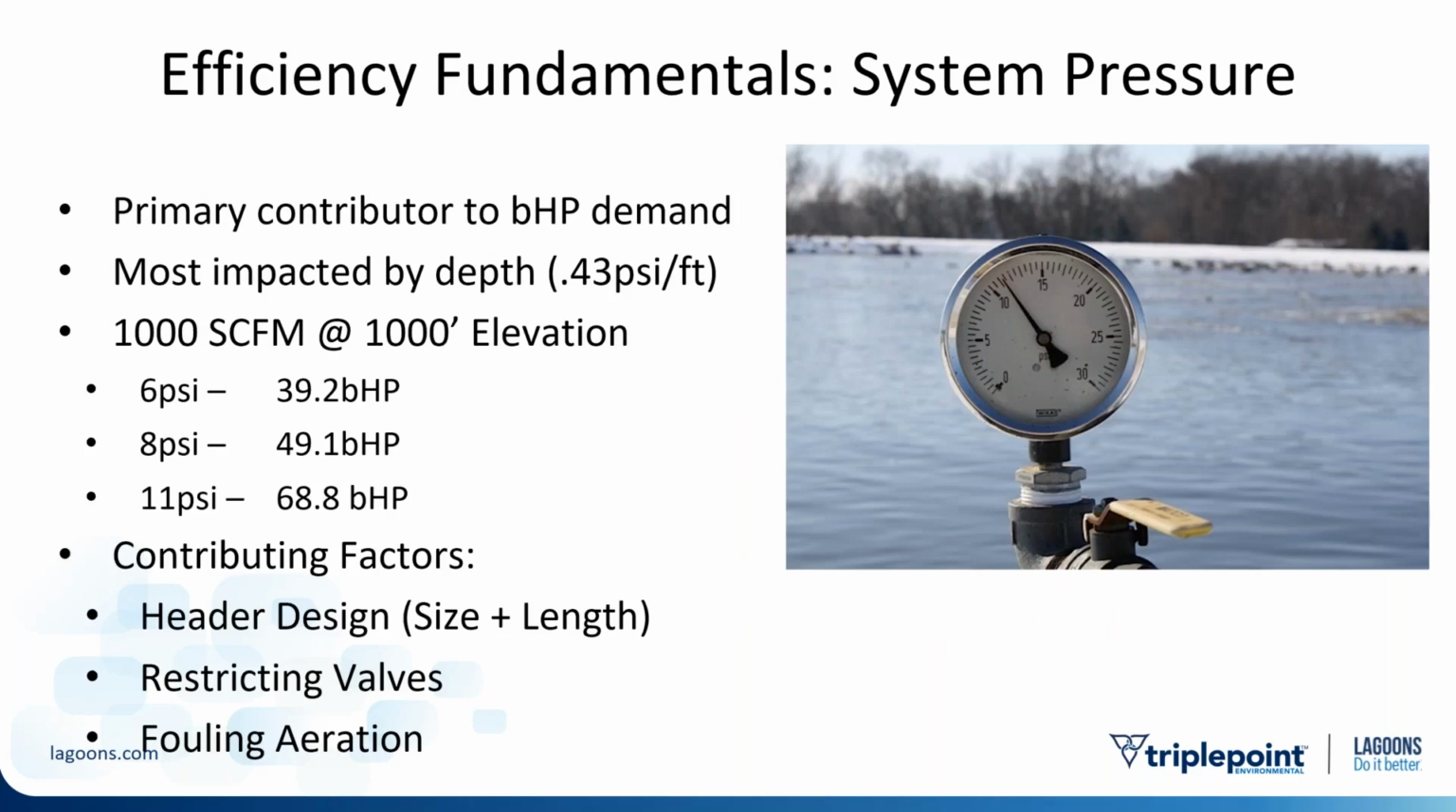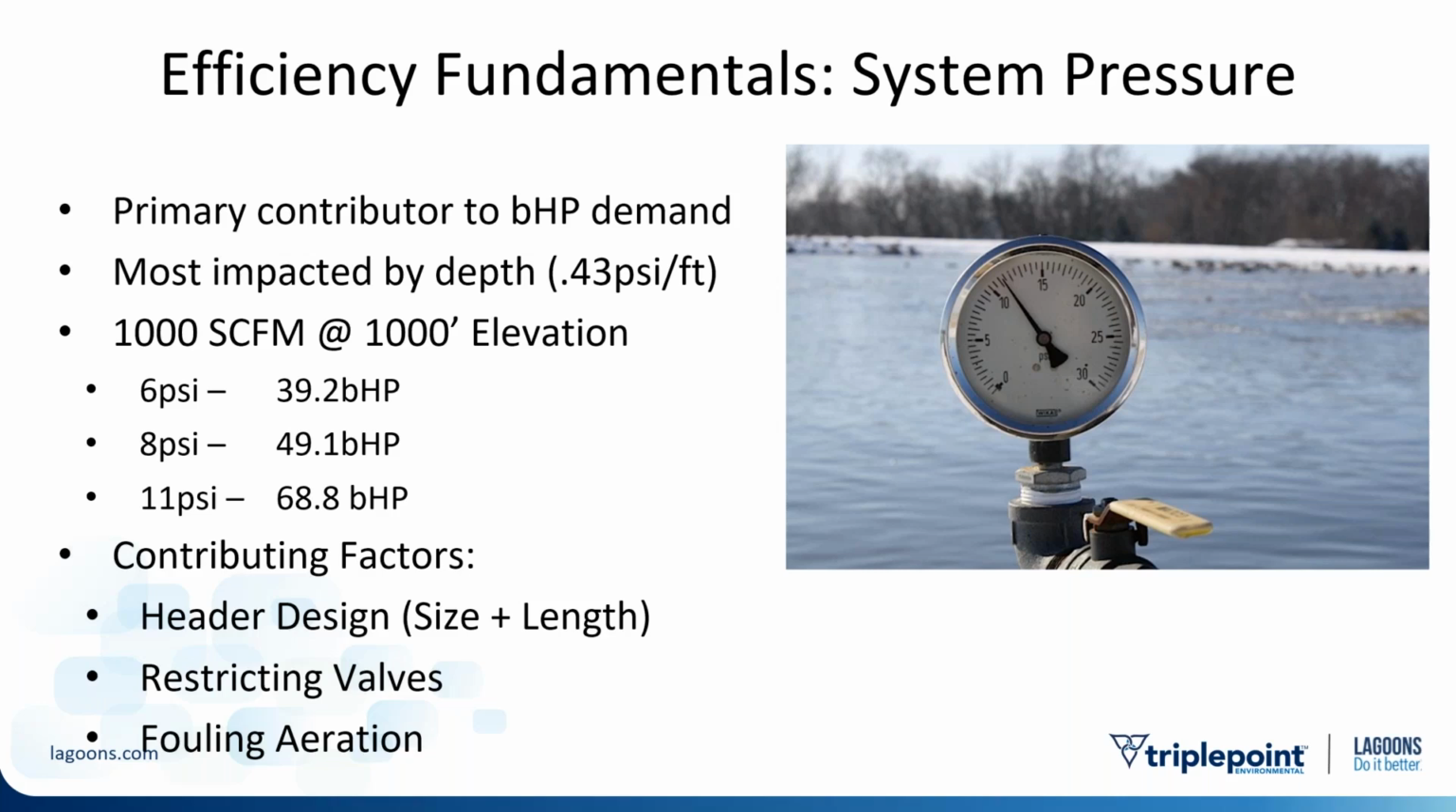Another fundamental to understand is system pressure. System pressure is the #1 contributor in an aeration design to how much horsepower that plant requires. So it's the primary contributor to the brake horsepower demand. And it's most impacted by depth. That's the #1 reason pressure goes up. So for every foot of depth you increase a plant, it increases the required pressure by about 0.43 psi. So to pump air 10 feet deep, you're going to need at least 4.3 psi just to get the air to the bottom of the pond.